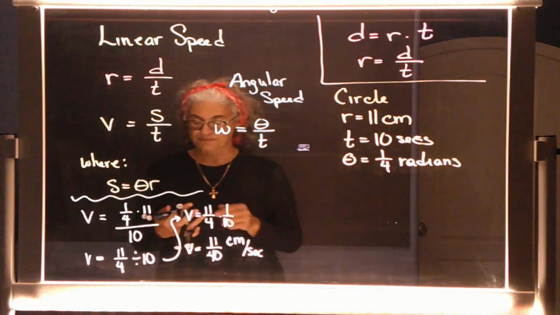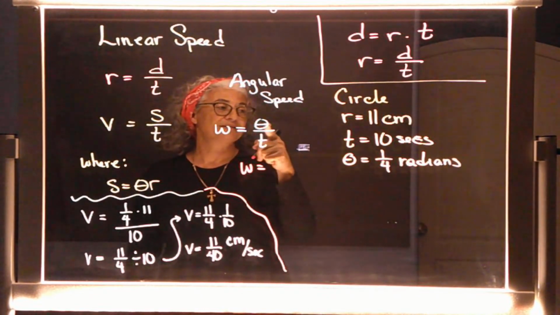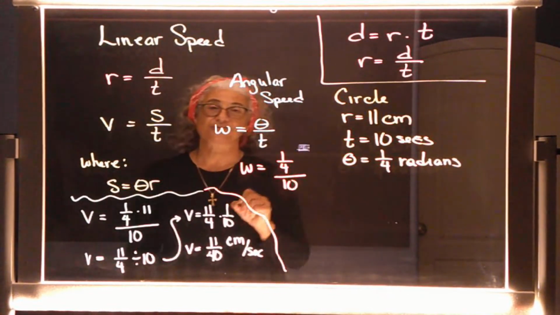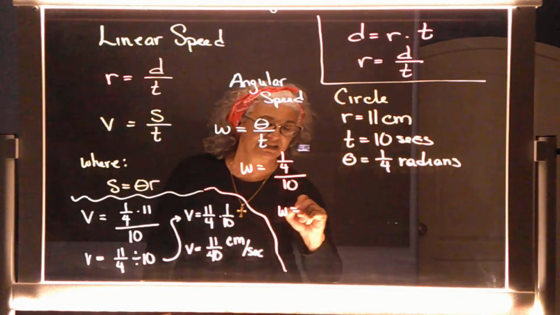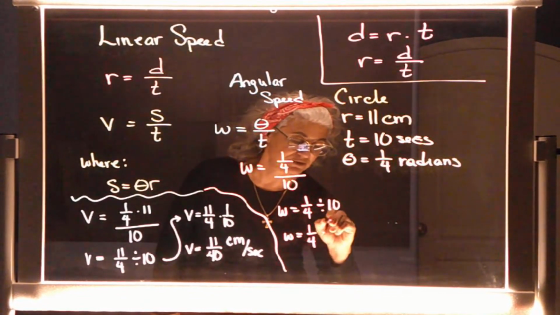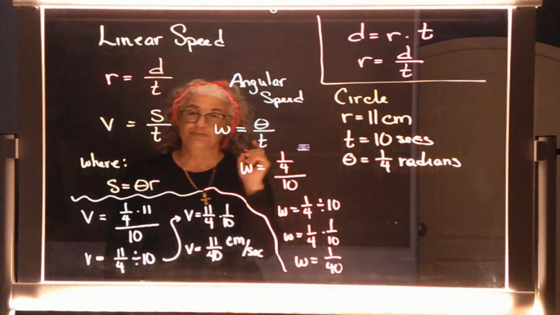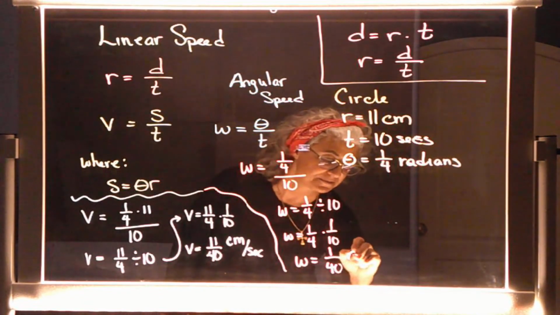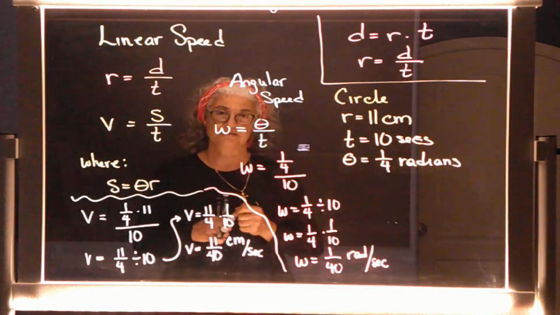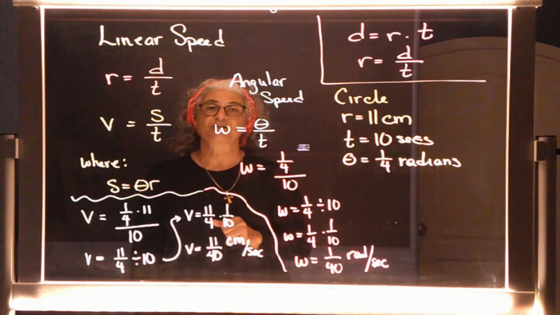Cool? Okay. Now let's look at our angular speed. The angular speed was theta, which is 1/4 radians, divided by the time, which was 10 seconds. Agreed? So, again, hopefully you remember how to divide fractions. I have to multiply by the reciprocal, which means my angular speed is 1/40. Now my units. This was in radians, and the bottom was in seconds. Radians per second. Cool? Don't make too much out of these formulas. That's all I can say. Keep them very simple. Good?